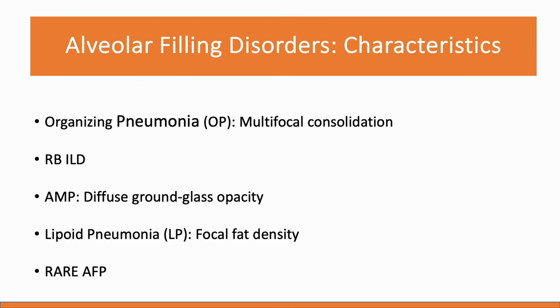Let's now move on to the alveolar filling disorders. These are very common patterns like organizing pneumonia, RBILD, a PAP pattern, which is now called AMP, lipoid pneumonia, and rare AFPs. So let's see them one by one.